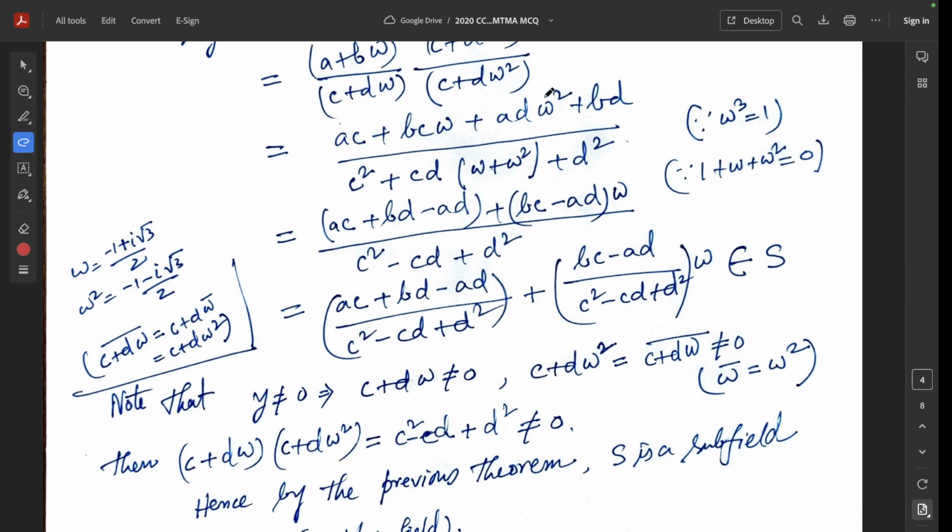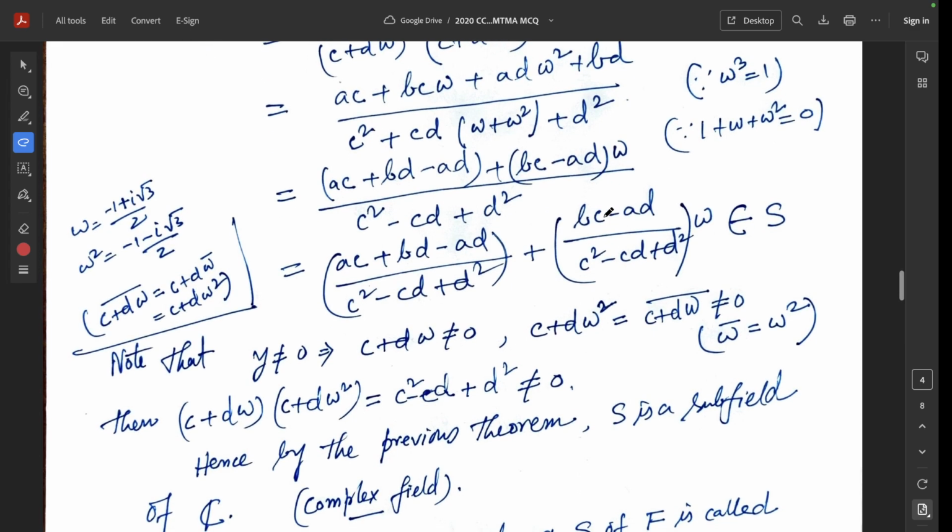So here we put omega square equal to minus omega minus 1. Then we simplify this, and omega square plus omega equal to minus 1, put here. So we get (AC plus BD minus AD) divided by (C square minus CD plus D square), plus (BC minus AD) by (C square minus CD plus D square) into omega. Obviously, this is a real number, and this C square minus CD plus D square is not equal to 0.